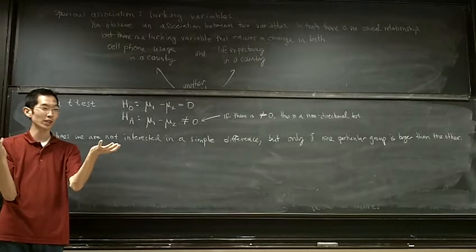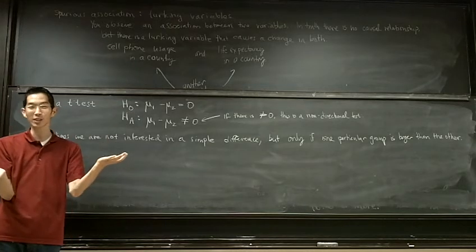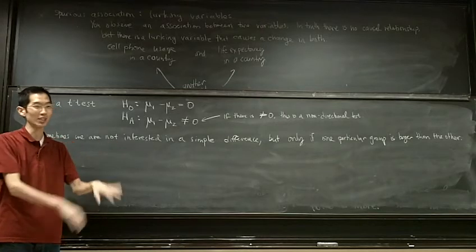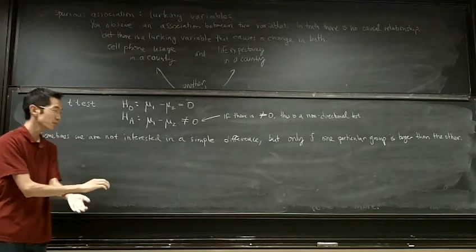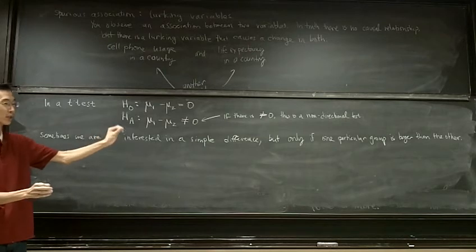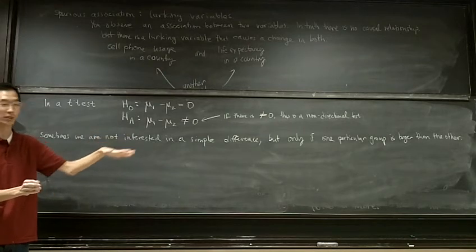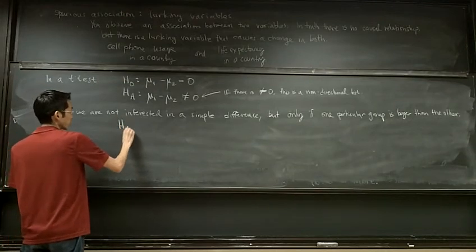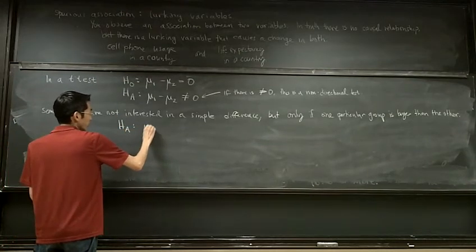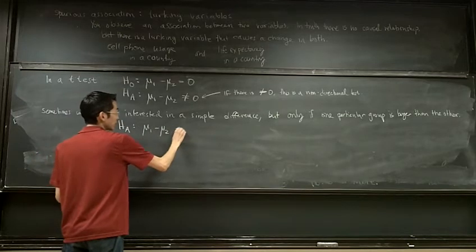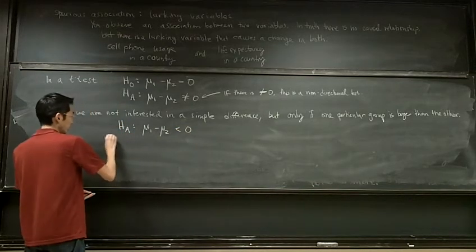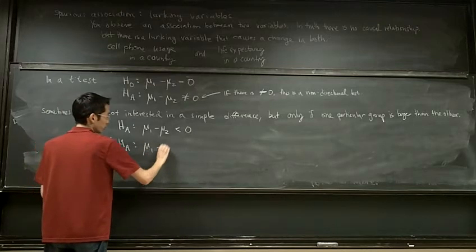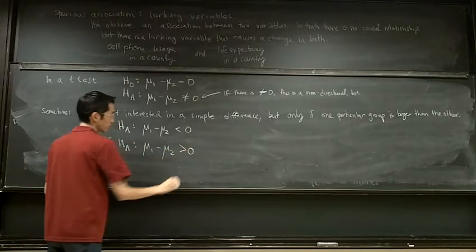If we see just the opposite effect, then there's no point in doing this or even trying anything. So we're really only interested in a single direction, and we call these directional tests. In that case, we've got HA either mu1 minus mu2 is less than 0, or HA mu1 minus mu2 is greater than 0, okay?